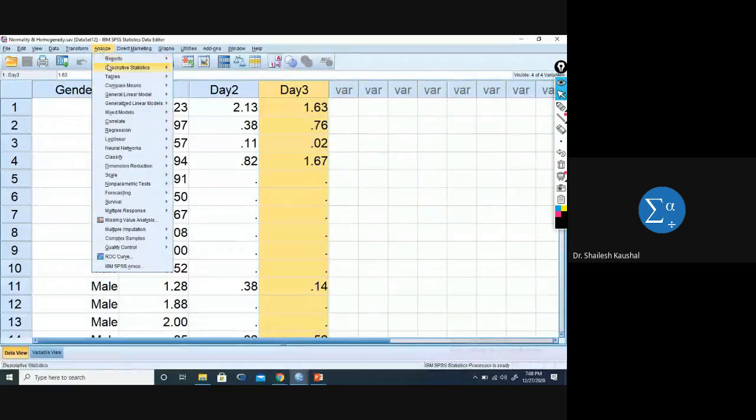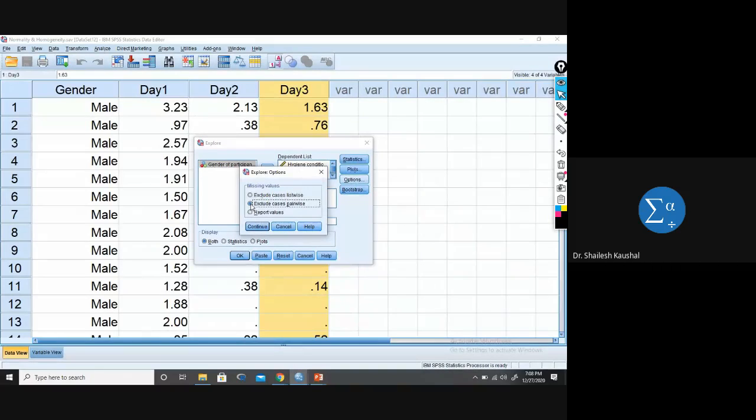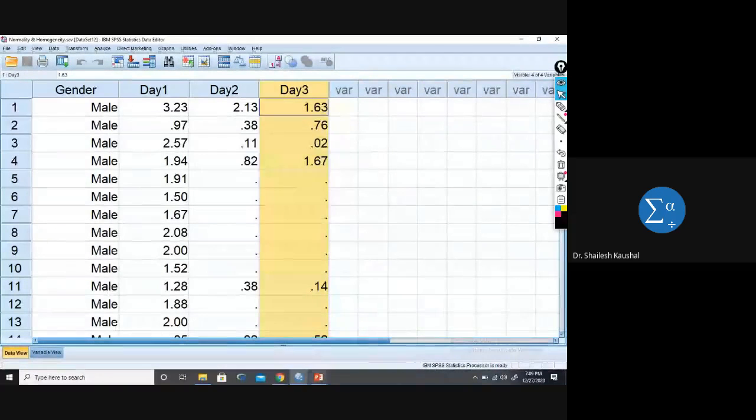Analyze, descriptive statistics and explore. If there are missing values, then we will tick options, and we should tick the second option, exclude cases pairwise. If you do not have missing values, then there is no need to use the option button. We will not press the option button. By default, it is exclude cases listwise. But here we are looking at the day 2 and day 3 missing values. So we will change here to exclude cases pairwise and continue, and after continue okay. So we will get the result.